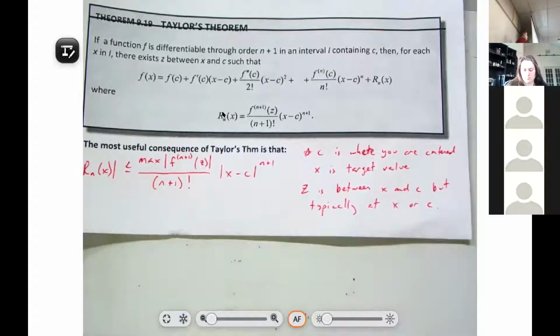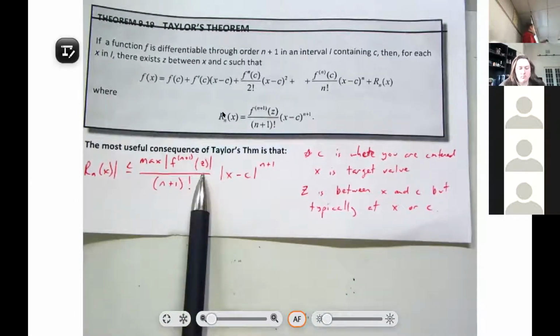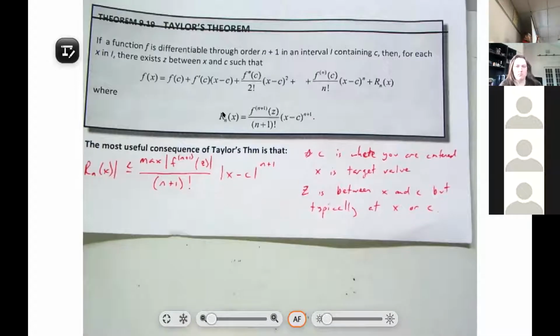So let's say you're centered around 0 and you're talking about approximating f of 0.3, right? So you're centered at 0 and your target is 0.3, that's the number you're approximating. Well, that means that z has to be a number between 0 and 0.3, including 0 or 0.3. Typically it is the c value or the x value. But our goal is to make this derivative as big as we possibly can. We are trying to look at the next derivative and make it as large as we possibly can within the interval that we're working with.